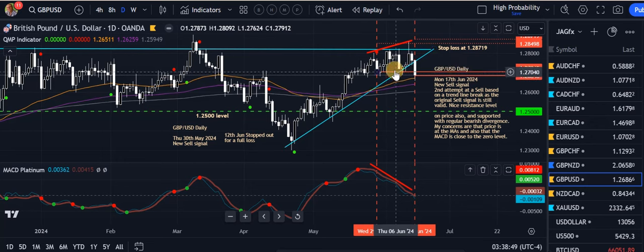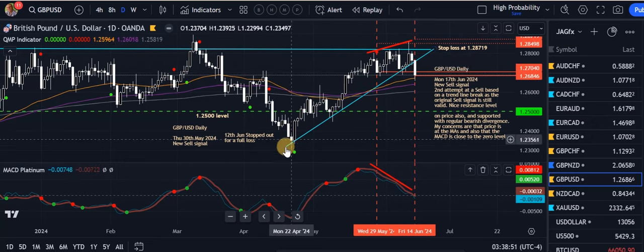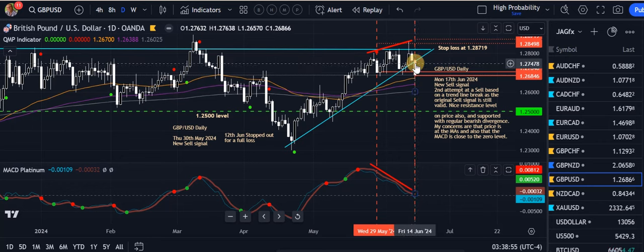Annoying. That sell signal's still valid. There's no green QMP filter dot. Drawn this trend line across the lows here, and Friday, bang, big drop below the trend line, close below the trend line, divergence. I'm taking another sell on Monday. So Monday the 17th, new sell signal.